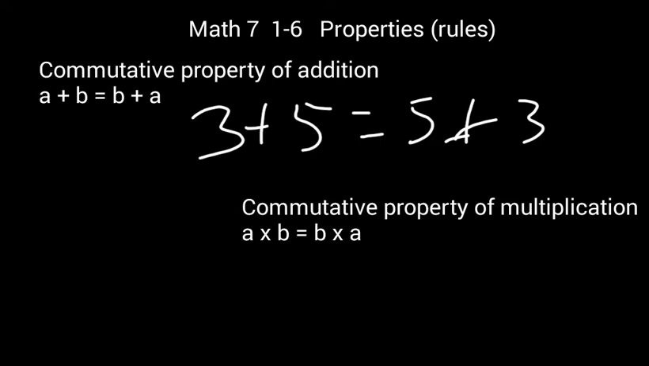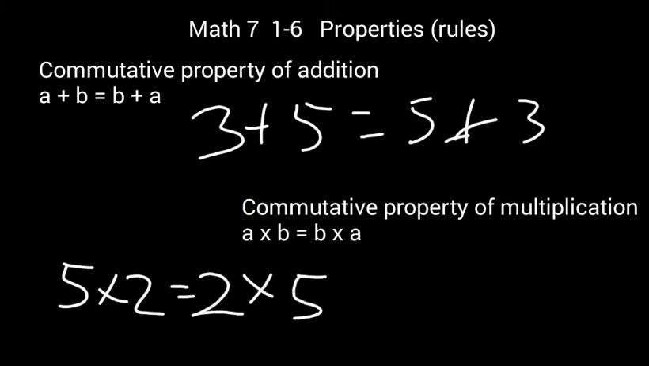Commutative property of multiplication is sort of the same, but when they write that down, it's multiplication, so it has a times sign instead of a plus sign. So, A times B equals B times A. So how about 5 times 2 equals 2 times 5. That's what the commutative property of multiplication looks like when you write it down. You guys already knew that it doesn't matter which order you multiply in.